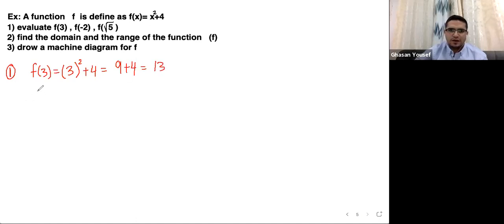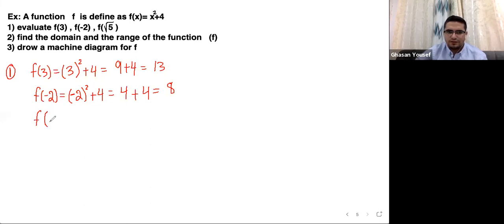Thank you. F of minus 2 is the same idea. Plug it inside the function. Minus 2 squared plus 4. Now, minus 2 squared is 4 because the minus squared is positive and 2 squared is 4, plus 4. And 4 plus 4 is 8.